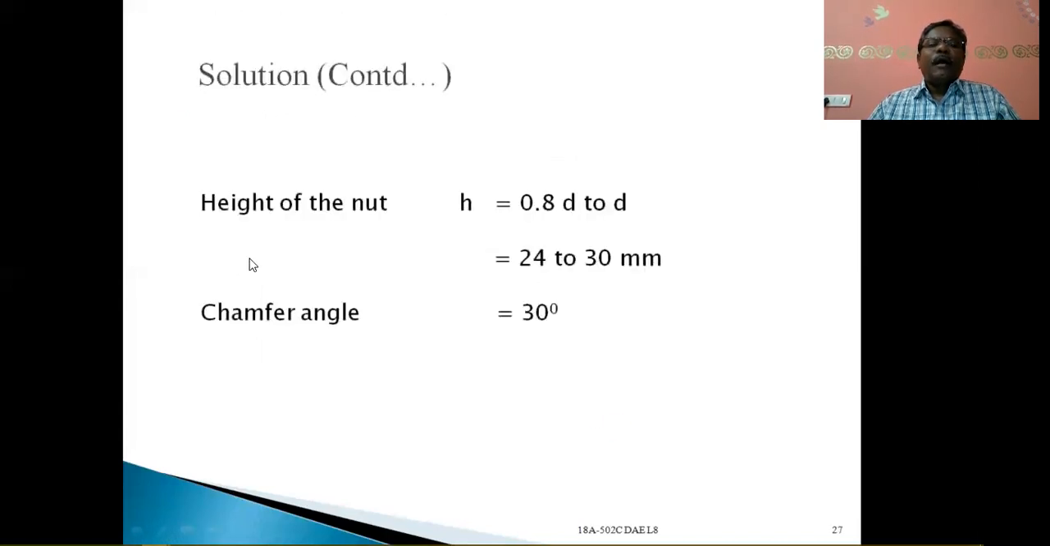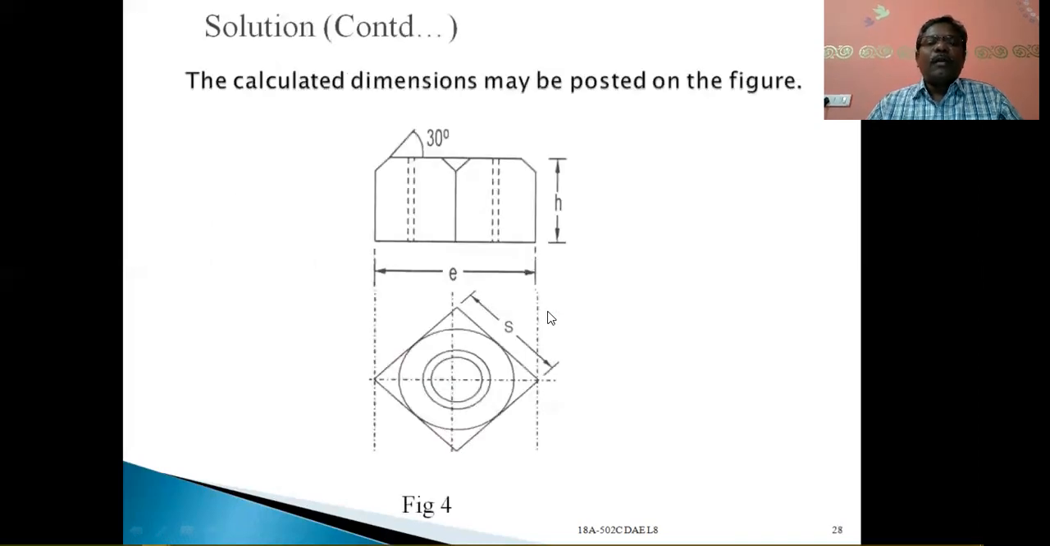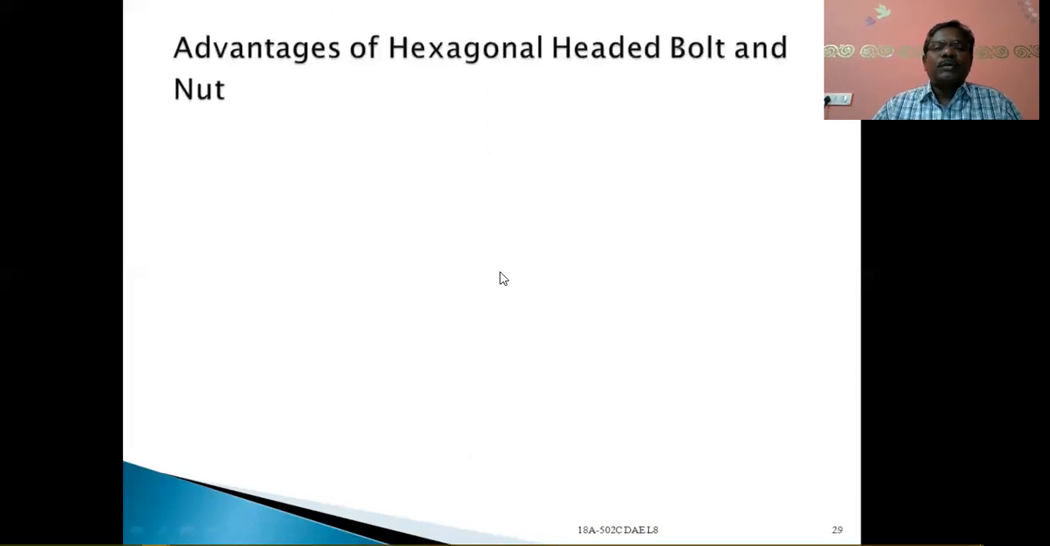And similarly, height of the nut 0.8D to 2D and 24 to 30 mm, chamfer angle will be 30 degrees, same as whatever it is. And now let us see the calculated dimension may be posted in the figure itself. So whatever the dimensions we have posted, what is the S value and what is the E value, what is the height and the chamfer angle, all these we have to calculate, and also chamfer radius if necessary. So all these also we have to calculate and use.